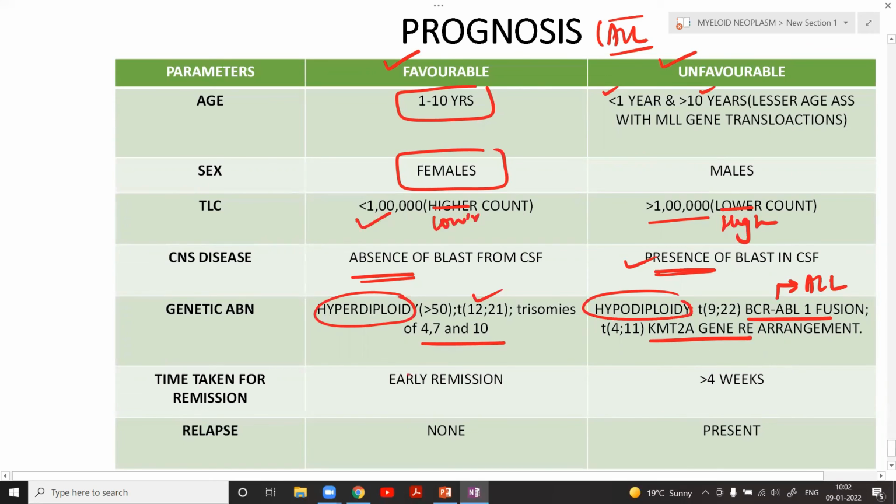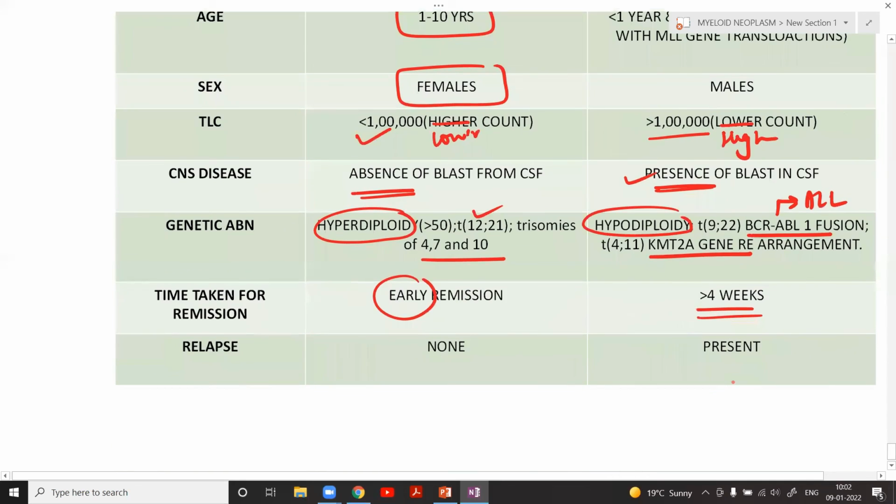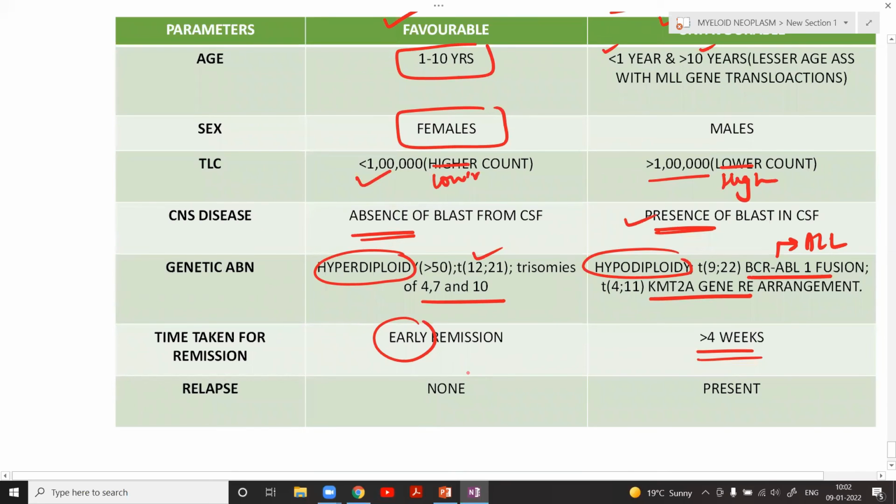The time taken for remission, if it is early, it is favorable. If more than 1 month is required, then it becomes unfavorable. And relapse is far more common. If relapse is there, it becomes unfavorable. And if relapse is not there, it becomes a favorable prognosis. So with this, we have completed acute lymphoblastic leukemia.